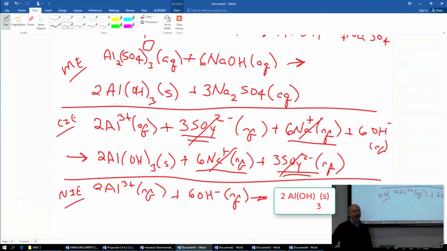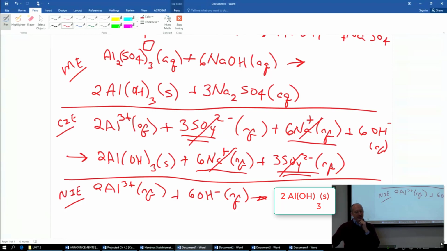What's wrong with it? This will happen to you on the homework. What is wrong with this equation? Yes? Did you not write the charge on Al(OH)3? Solids don't show the individual charge piece because they don't break up. Thank you for participating. Somebody else? Tim, you have an idea? Anybody?